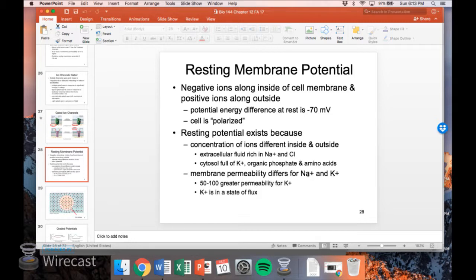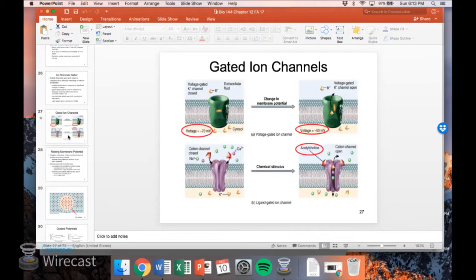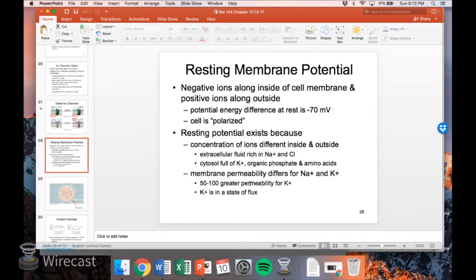So once we push that sodium outside, it's going to stay there. But potassium, we're pretty leaky for potassium, so it's pretty easy for potassium to actually get into the cell. So it's always kind of in a state of flux, and that's why it's easier for us.